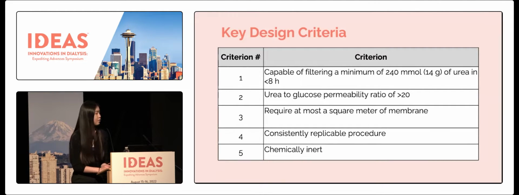The third is that we need at most a square meter of membrane so that it's practical and that we can use it in a portable system. And the last two are that, of course, we need it to be replicable and we need it to be chemically inert to some degree.